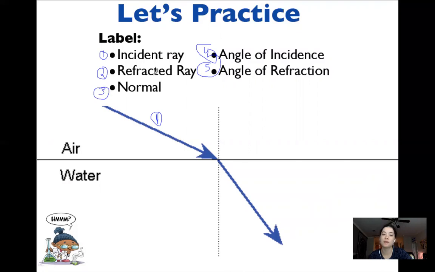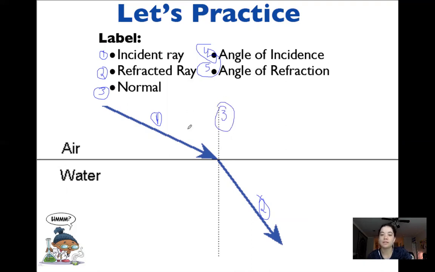All right, my refracted ray is the other ray, right? 2. It is coming from my incident ray, and it's continuing to point out and down. Remember that these rays are connected. All right, my normal has to be perpendicular to the surface. So my surface where my two mediums are meeting, perpendicular is right here. So this is my normal.